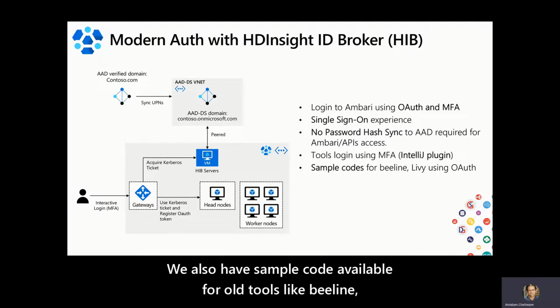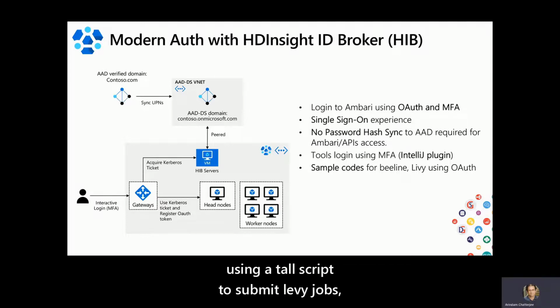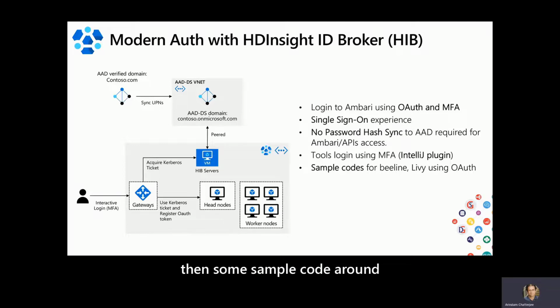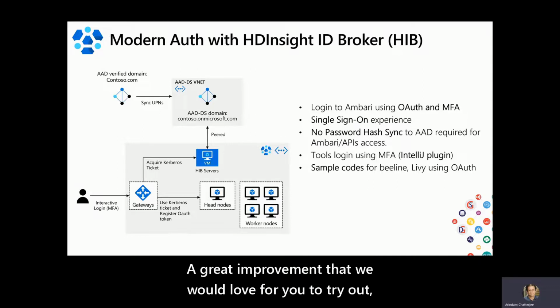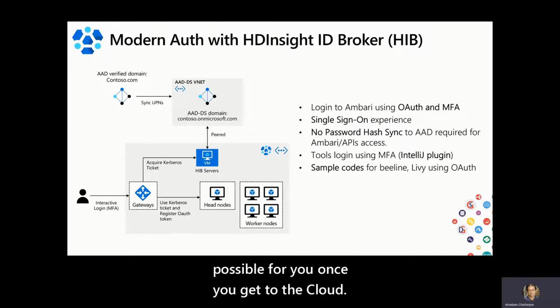We also have sample code available for old tools like Beeline. If you're using a Curl script to submit Livy jobs, then there is some sample code around that to use OAuth to do the same logins. So a great improvement that we would love for you to try out. Again, an optimization that is possible for you once you get to the cloud.